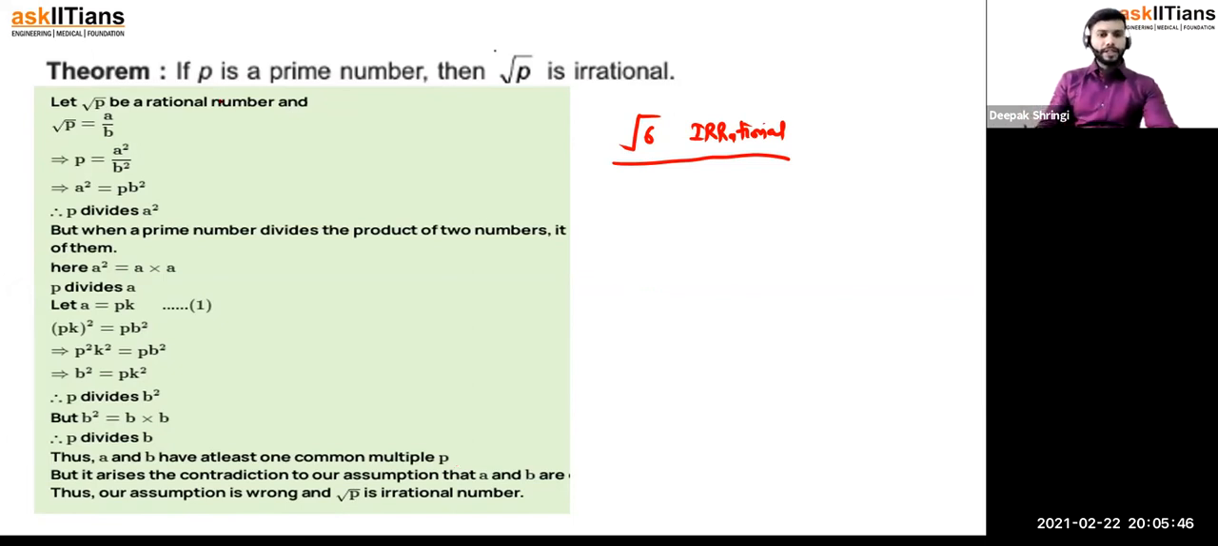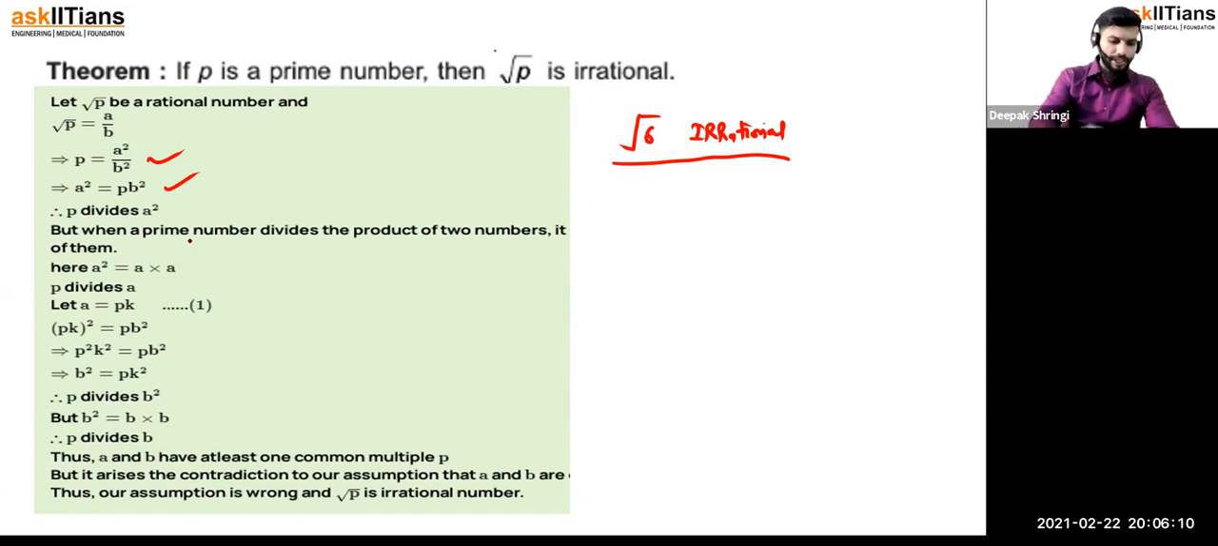Let's see how we prove this. It's very simple. Look at this. So we just said that root p is irrational. First of all, as I told you, we'll always assume that it is rational. So we let root p be rational. If it is rational, it can be represented in the form of a by b, where a and b are co-prime. We squared it and got p equals a square by b square. Fine. I can write a square equals p times b square.